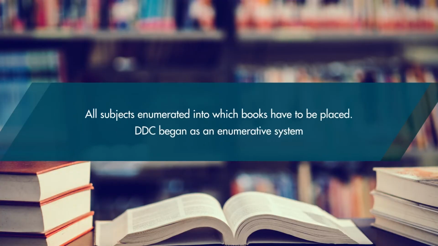When these classification systems, or schemes of classification as we call them, were initially designed, they were enumerative in nature. What do you mean by an enumerative scheme of classification? In an enumerative scheme of classification, all these subjects are enumerated and their numbers or notation is also enumerated. Now you can yourself think and visualize how difficult this situation is.